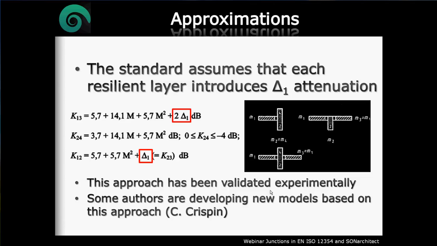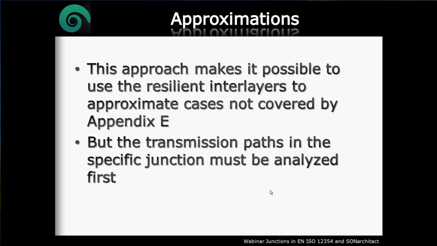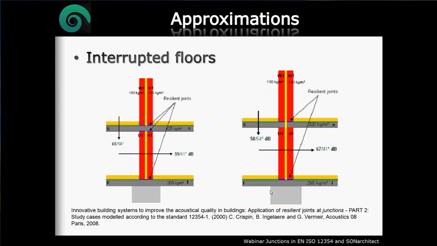Well, as I said, this approximation can be used to cover cases that are not inside Annex E. Let's see, for instance, this case, which is from a congress paper by Charles Paspan. Here we find two cases where the double heavy wall has been supported on an elastic interlayer.